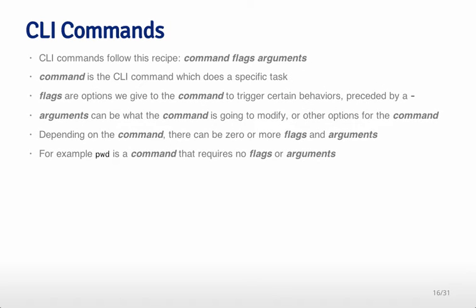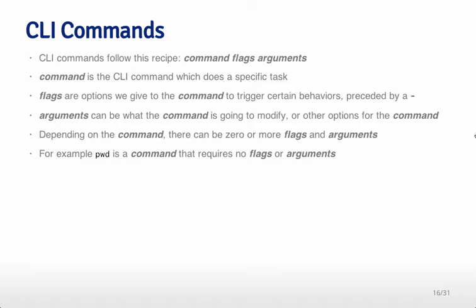There's always a recipe that goes with using command line interfaces. What you'll do is use what's called the command. In the previous case, it was called PWD. Then you'll use something called flags. These are like parameters that you pass to the command that tell it what kind of behavior to take. And then arguments can be what the command is going to modify, so what files it'll look at and things like that. Depending on the command, you may or may not need to use flags or arguments.